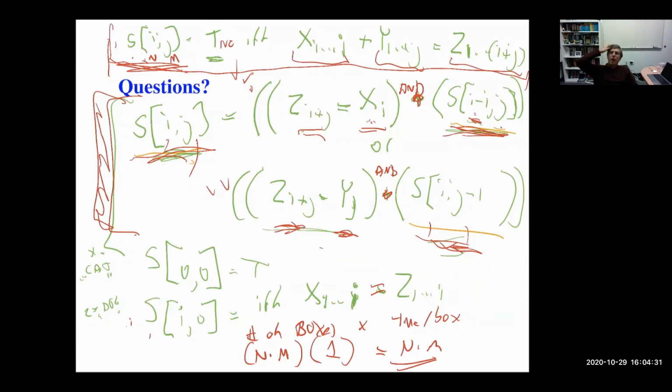Okay. I've spent more time on this than I normally do, but I like this. If people get it, this is a great thing. And if you don't get it, this is a thing to look at and to figure out why it is. You need to understand why the recurrence works, and you need to understand why it is n times m, namely the number of boxes times the time per box. Any questions about that? Yeah, I had a question.